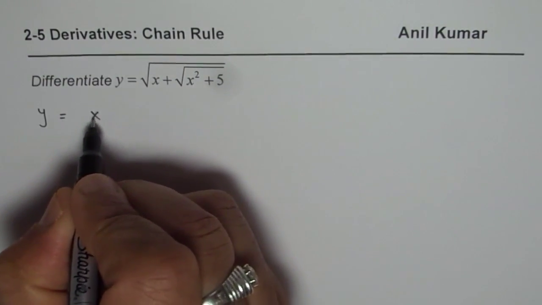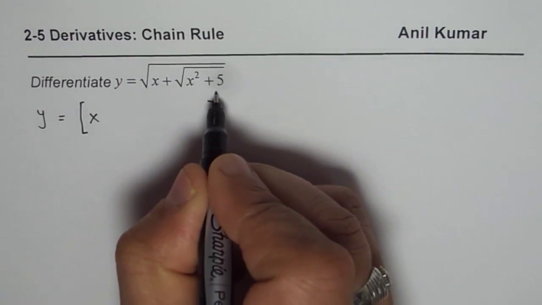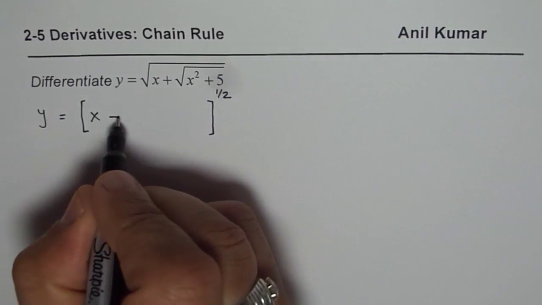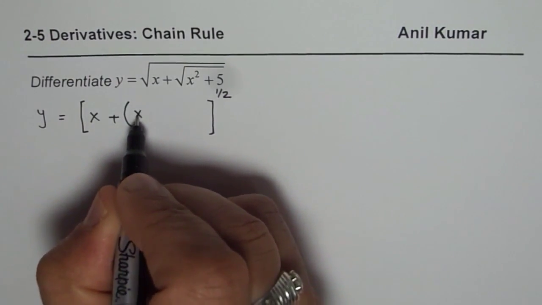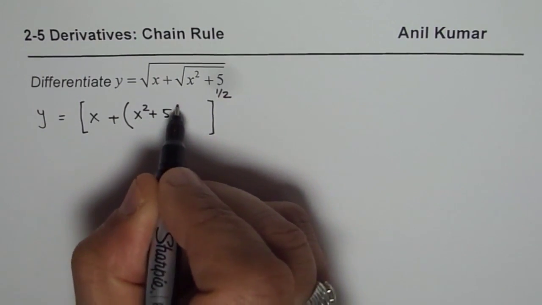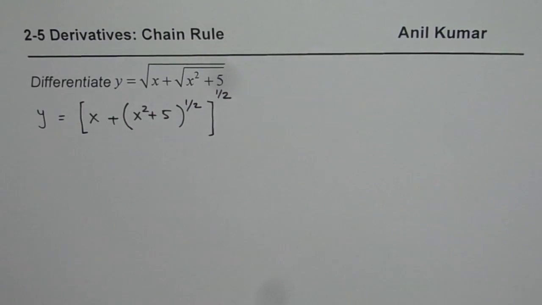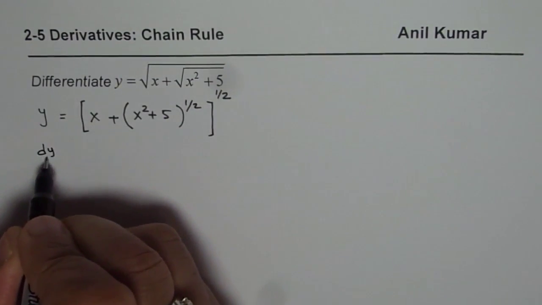So what we have here is an outside bracket. So this is my outside function, and the power is half. Do you see that? Then inside we have x plus, and this thing is within the square root. So I'll write another bracket here, x squared plus 5 to the power of half. So that is how you could rewrite your function. Now let us find derivative, that is dy over dx.